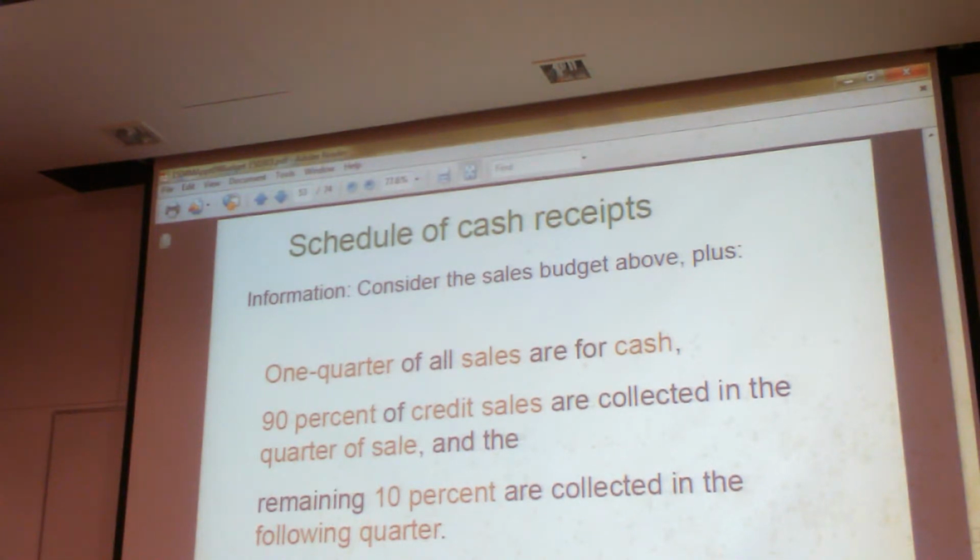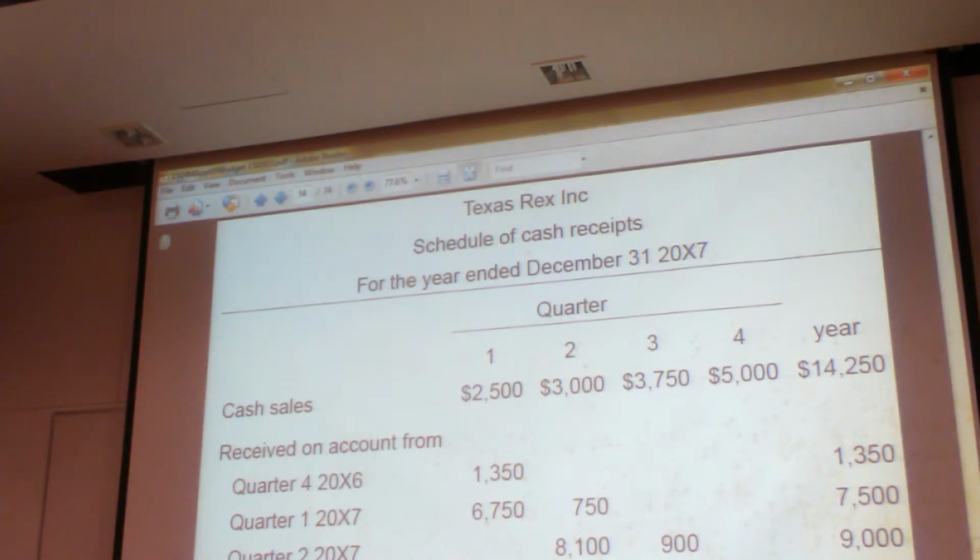Now how about this? Remaining 10% are collected. So it's what? Remaining is 10%, right? So it's 10% times what? 75 again. Right? Because 75 is a credit sale, right? So we should take 10 times 75. A lot of people don't do that, okay? So that's the main mistake. That is a very common mistake. So you see, that's how you calculate it.